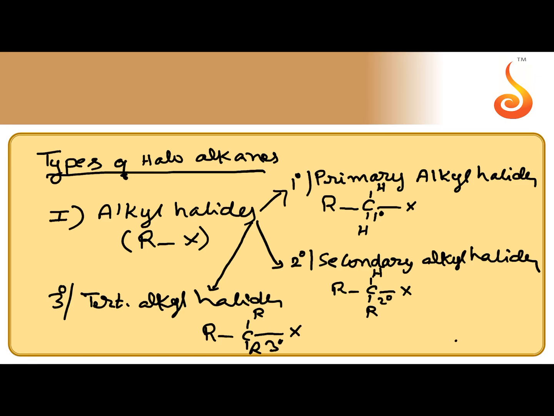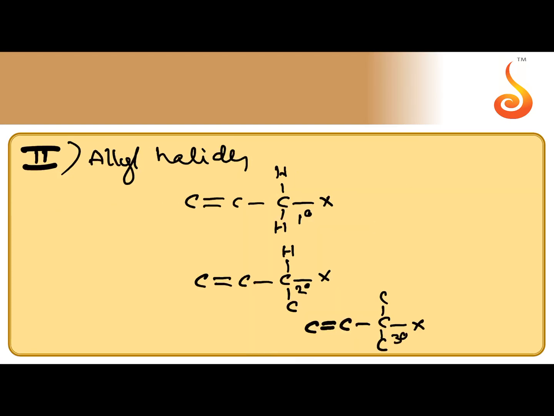Coming to monohaloalkanes, only one halogen atom is introduced. They are broadly divided into three types. First, alkyl halides. Halogen atom attached to sp3 carbon of an alkyl group. If that sp3 carbon is 1 degree carbon, they are called primary alkyl halides. If the sp3 carbon is 2 degree, they are called secondary alkyl halides. If the sp3 carbon is 3 degree carbon, they are called tertiary alkyl halides.